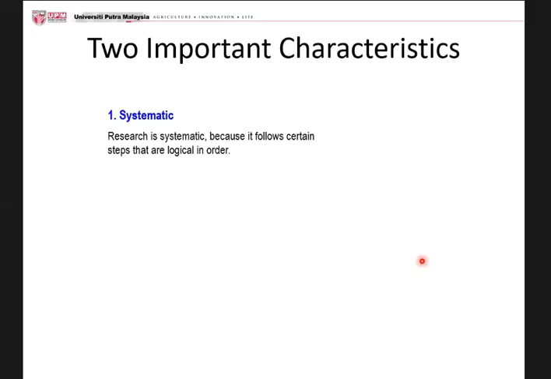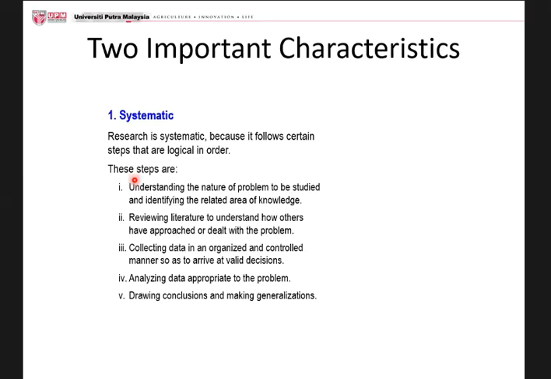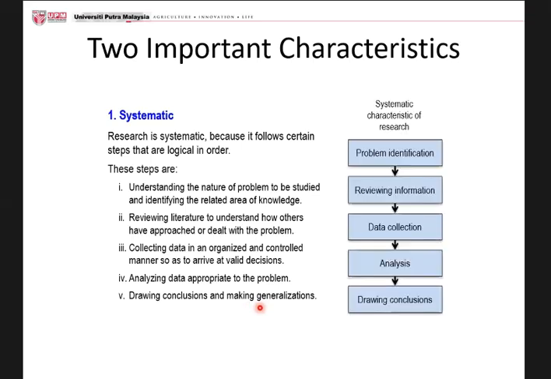Okay, two important characteristics of research. First is systematic, as I've already mentioned many times. Research is systematic because it follows certain steps that are logical in order. These steps are understanding the nature of the problem to be studied and identifying the related area of knowledge, reviewing literature, collecting data, analyzing data, drawing conclusions, and making generalization. So you are going to do this, and it should be systematic and step by step.